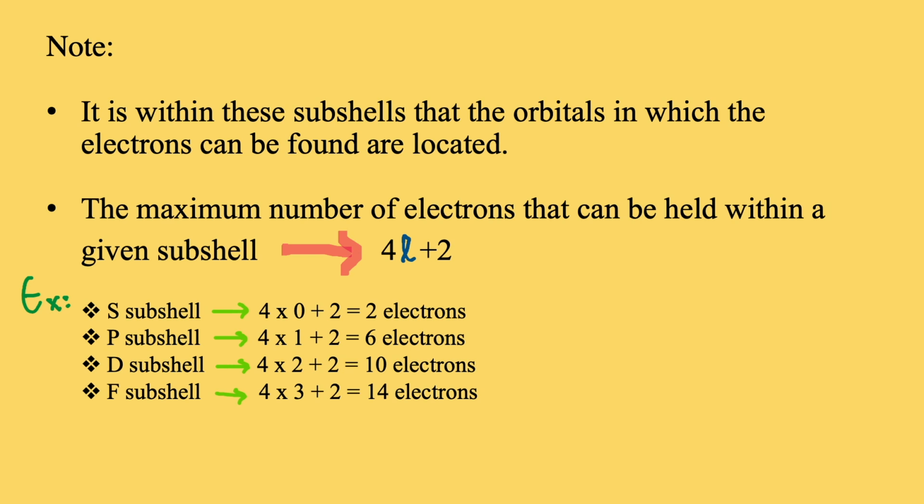In fact, the maximum number of electrons that can be held within a given subshell can be determined by the following formula: 4L plus 2. For example, the S subshell has a maximum of 2 electrons. P subshell has a maximum of 6 electrons. D subshell has 10 electrons, and F subshell has 14 electrons.